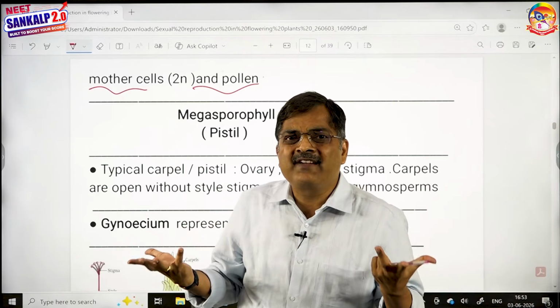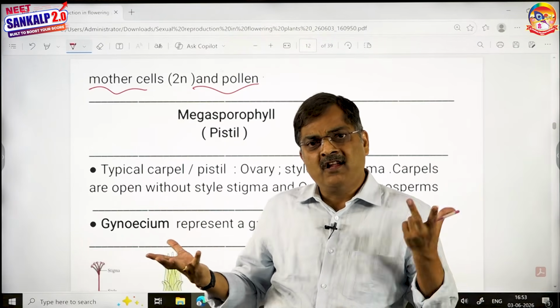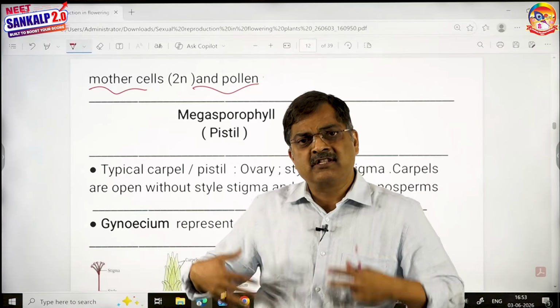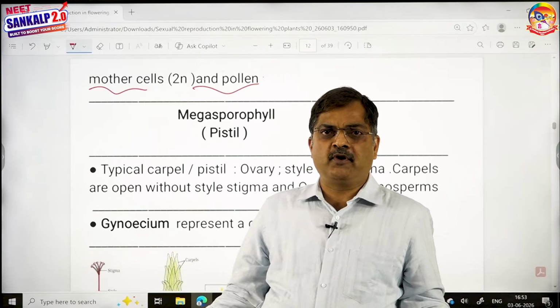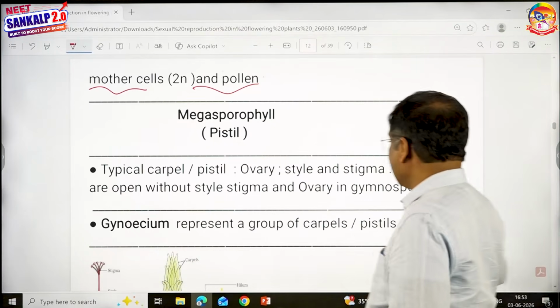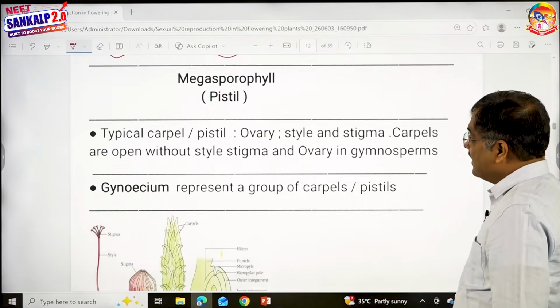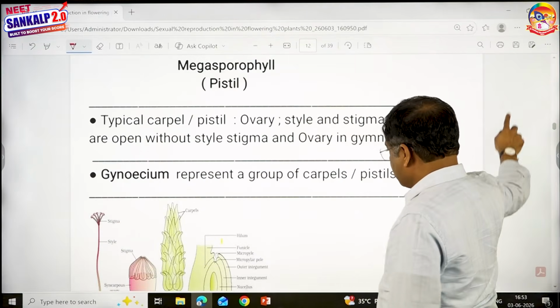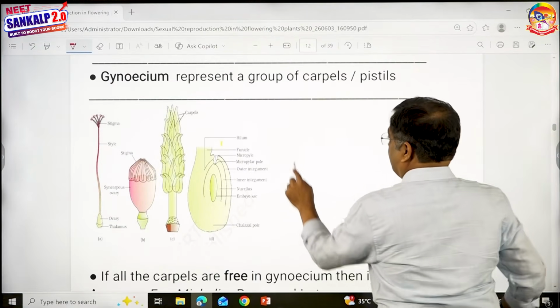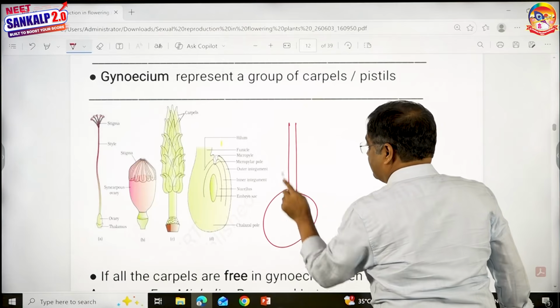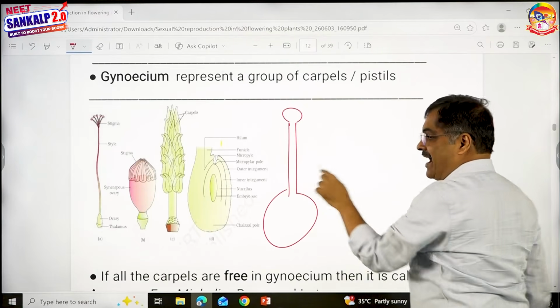And what is the meaning of gametophyte? Phyte means plant. Plant producing gametes. So the job of gametophyte is to produce gametes. That's it. So let us now see. Then the next one is megasporophyll. Look here, children. This is the megasporophyll. It contains ovary, style and stigma.